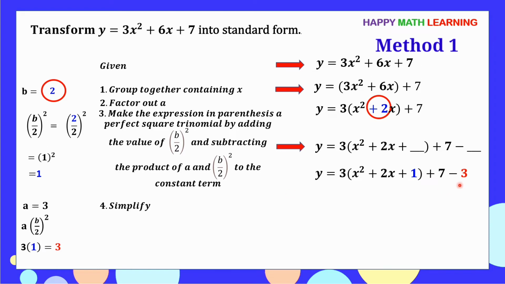Step 4. Simplify. y equals 3 times the quantity of x squared plus 2x plus 1 plus 4. Kaya ito naging 4. It's because 7 minus 3 equals 4. Na-simplify lang natin ang constant term.